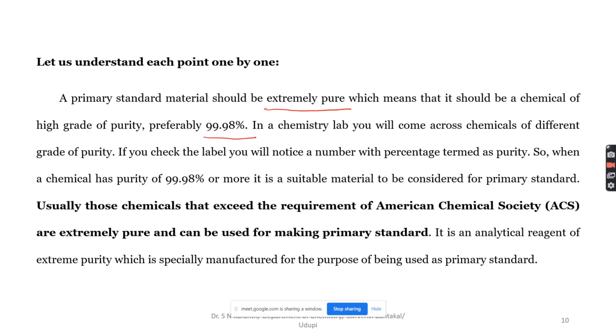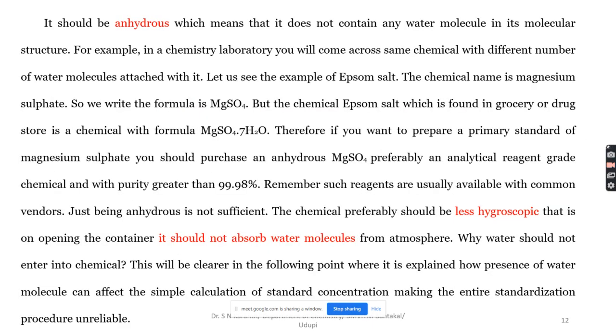The first thing is it should be pure. The second thing is it should be highly stable. And it should be anhydrous, which means it does not contain any water molecule in its molecular structure. If it contains water molecules, then while estimating the normality or molarity of that particular solution, you have to consider the number of moles of water present in that sample. Say, for example, magnesium sulfate. See, that's Epsom salt. The magnesium sulfate is MgSO4.